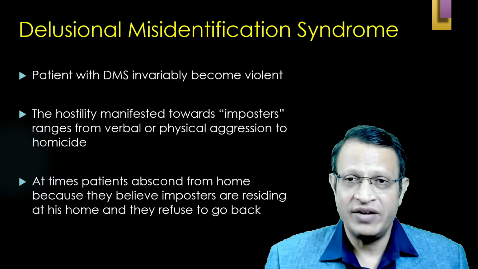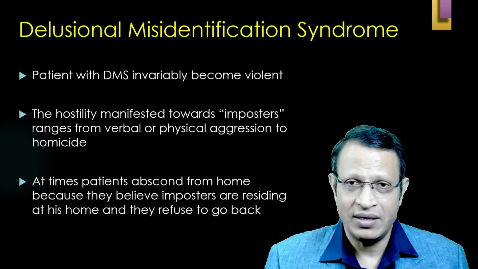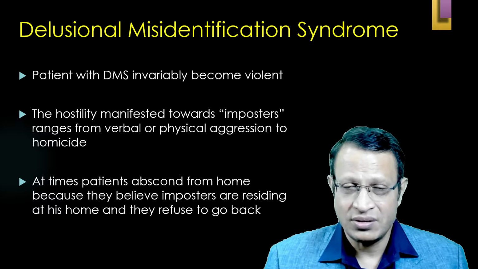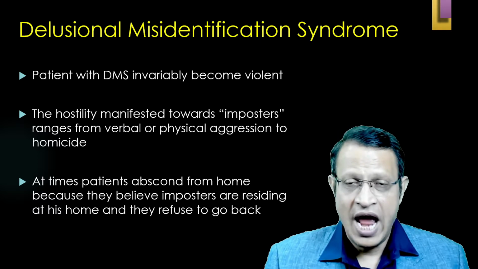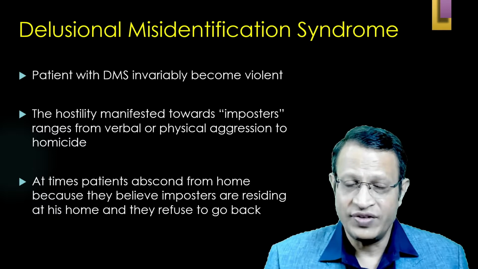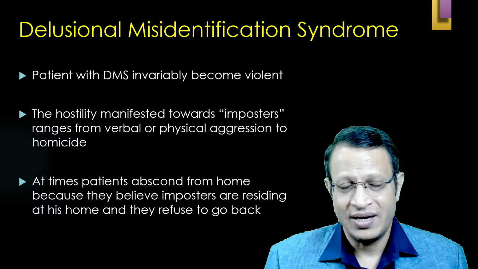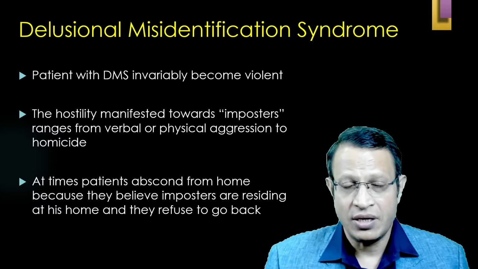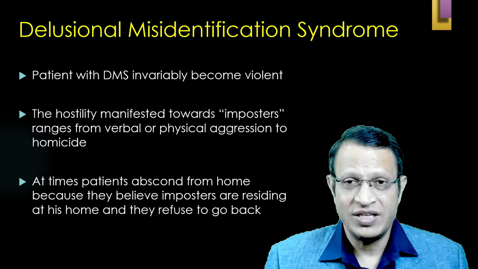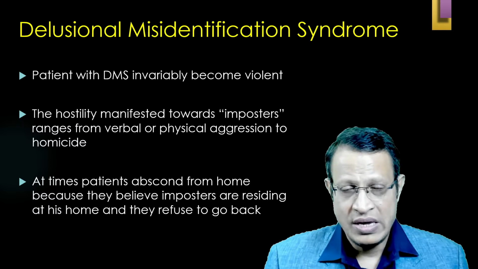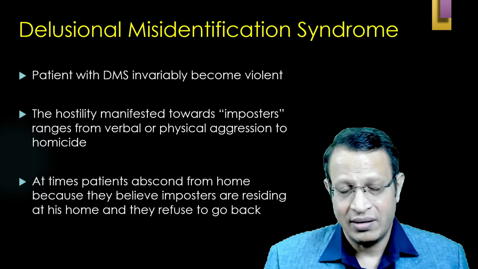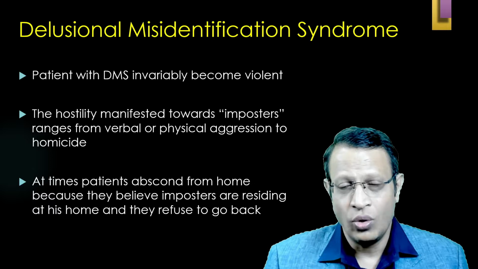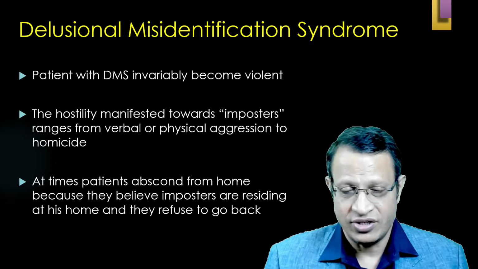Patients with delusional misidentification syndrome invariably become violent if they are untreated. The hostility is manifested against the so-called imposters, and it ranges from verbal aggression to physical aggression, at times homicidal ideas and threats, and even killing the impostor. At times, the patient absconds from home because they believe imposters are staying at home. They believe the parents who are there are not their real parents. They are imposters. Hence, they refuse to come home, and they become wandering, mentally ill at large.